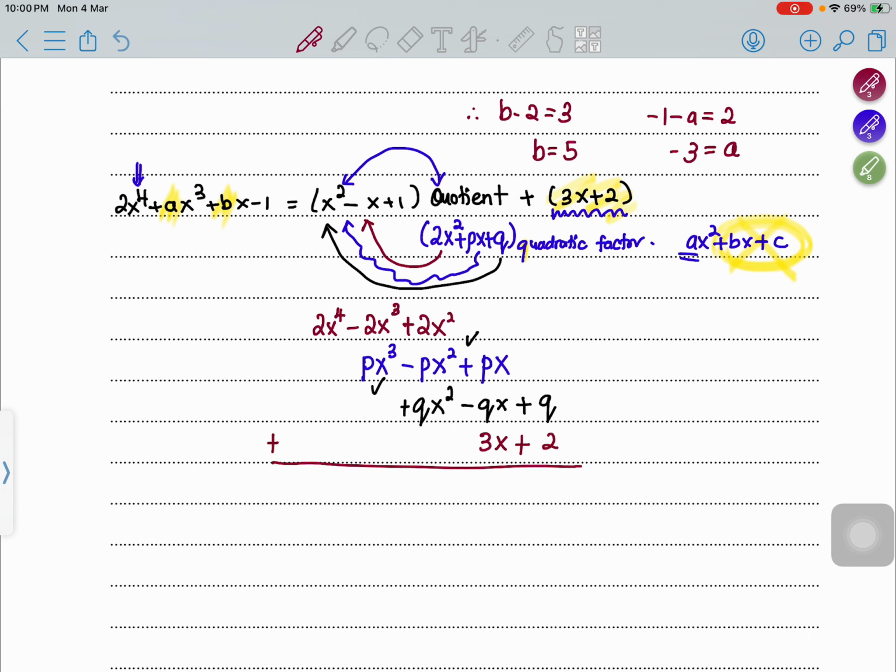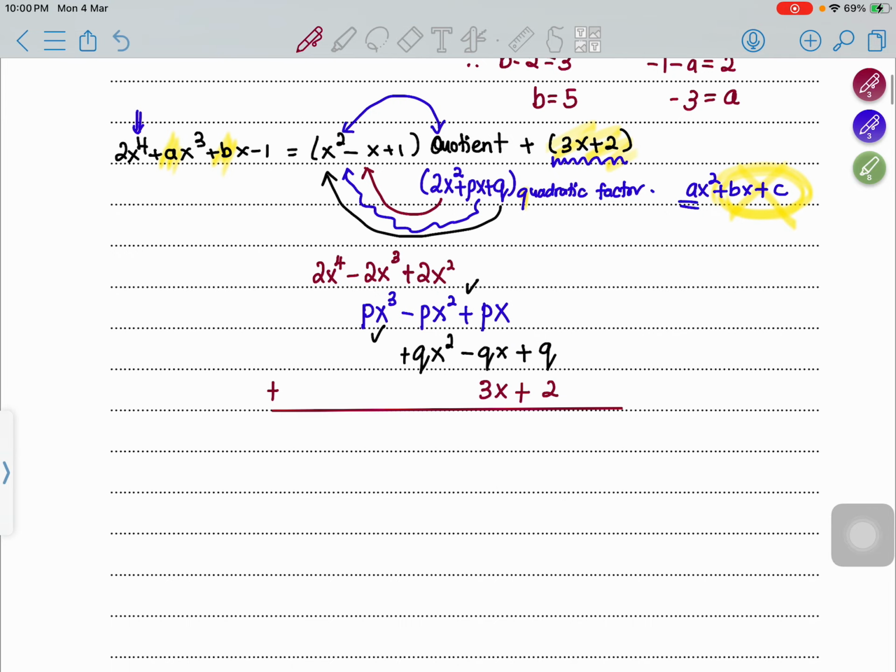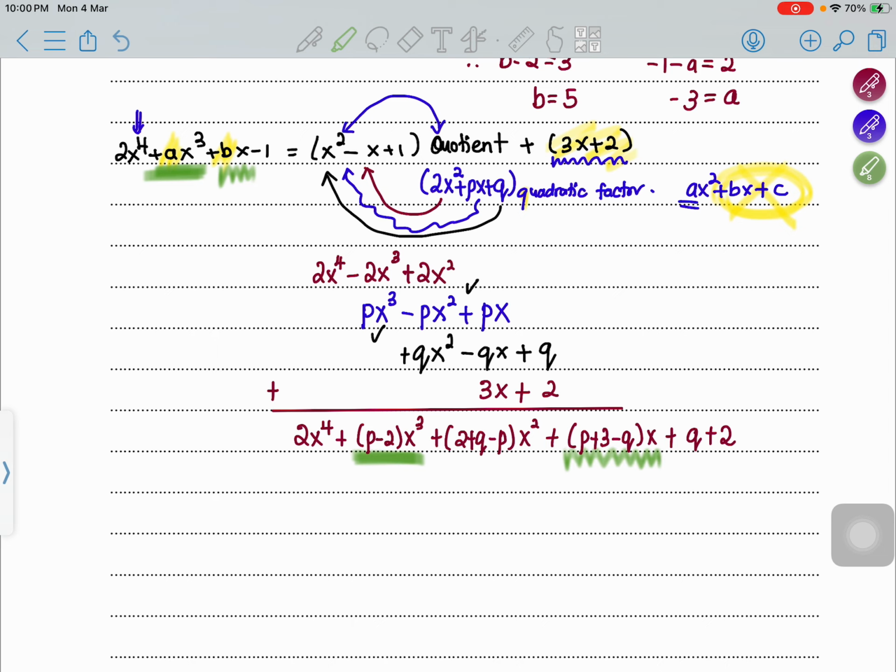Okay, now let's solve. You're going to get 2x^4 + (p - 2)x^3 + (2 + q - p)x^2 + (p + 3 - q)x + (q + 2). See, isn't it very easy when you write them vertically? Okay, now next step, what are we going to do? We're going to compare the coefficients. I have x^3 here and I have x^3 here, so I can compare. I have bx here and I have my x terms here. And then I have my constant term, which is -1. I'm going to compare with this.